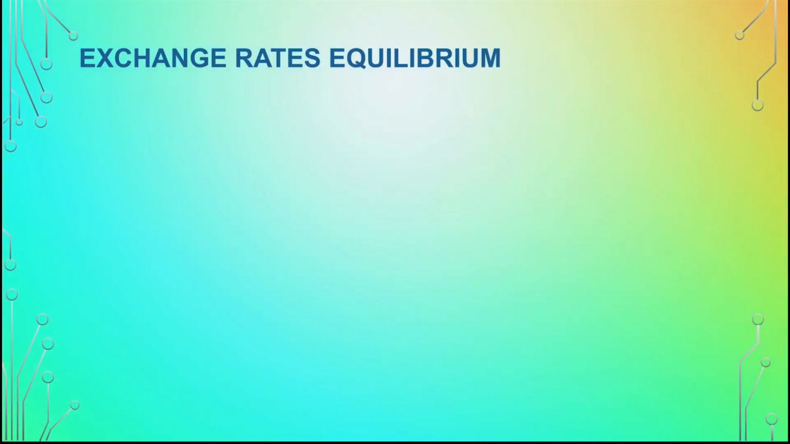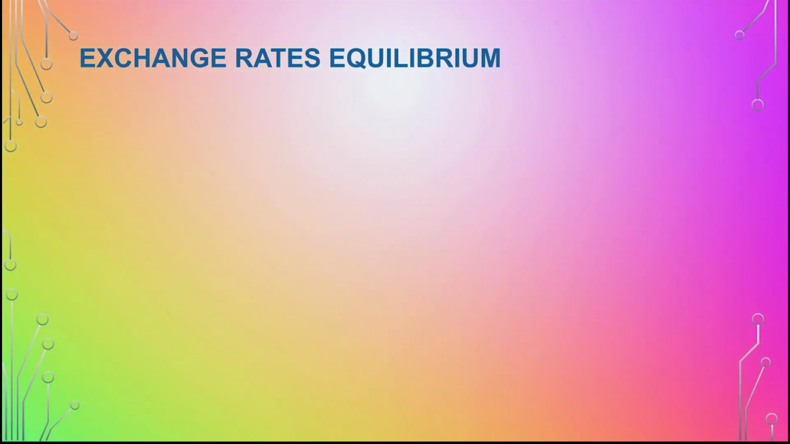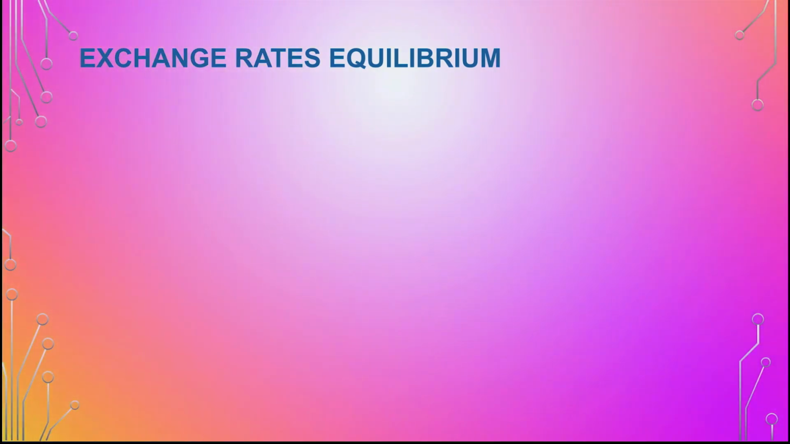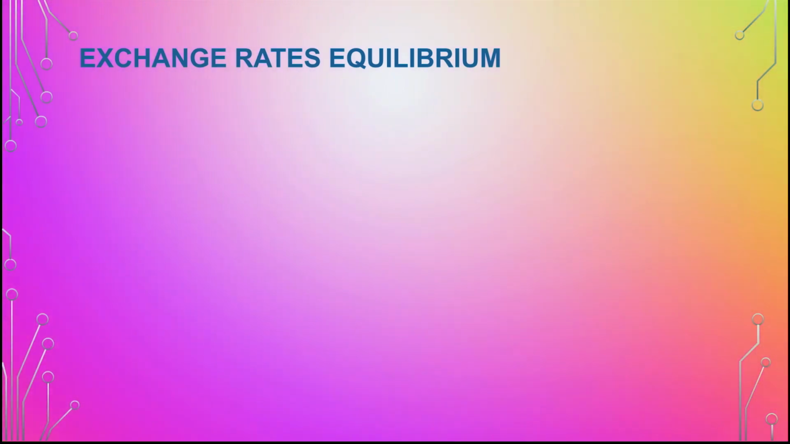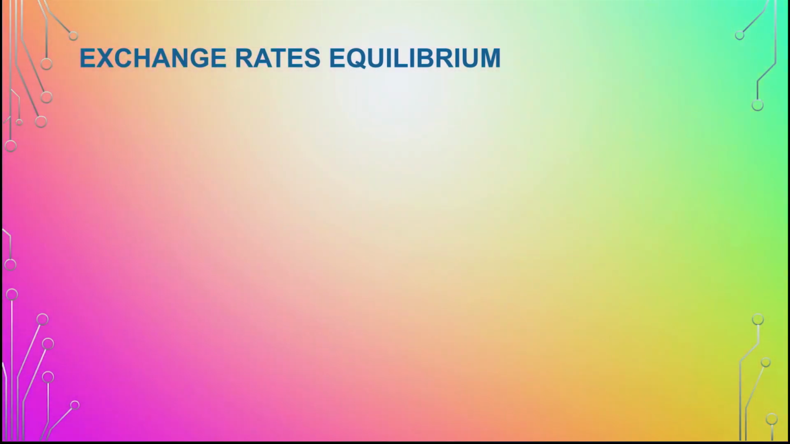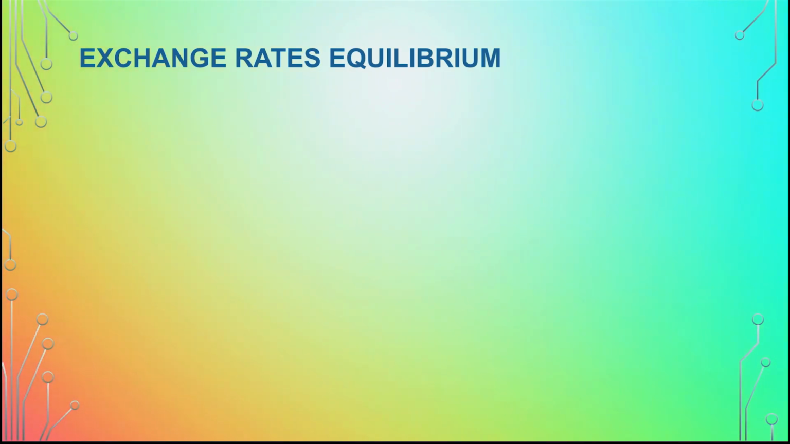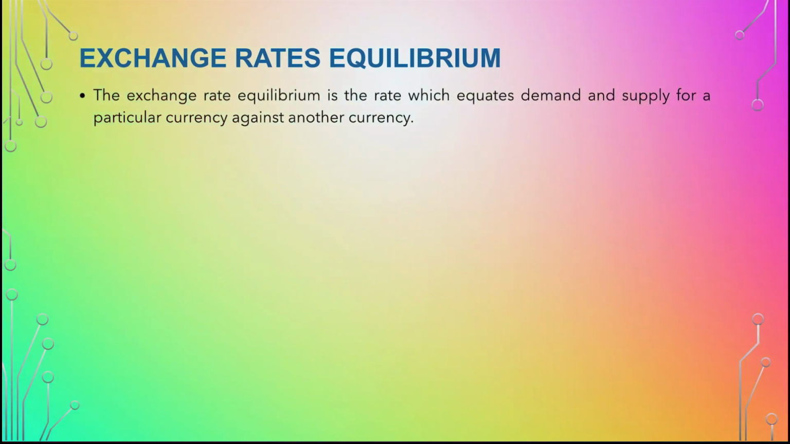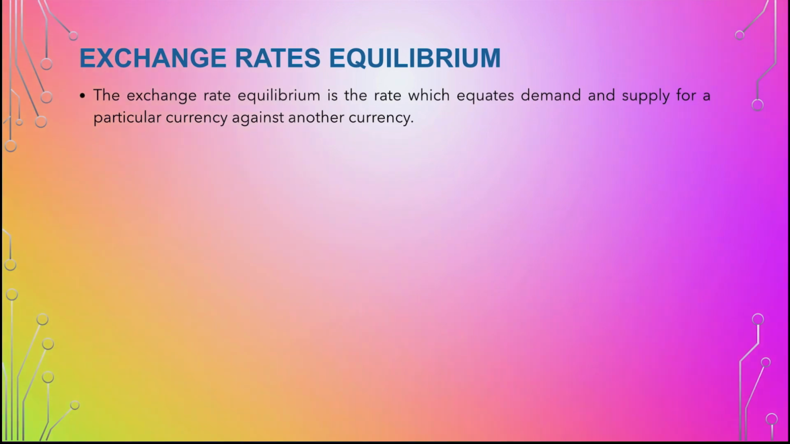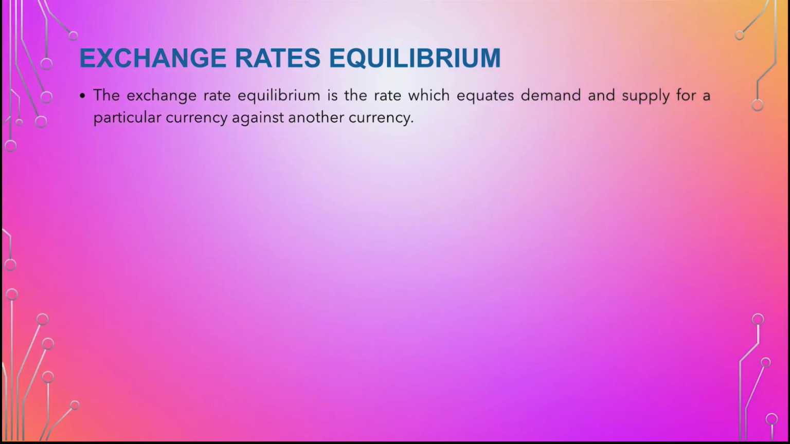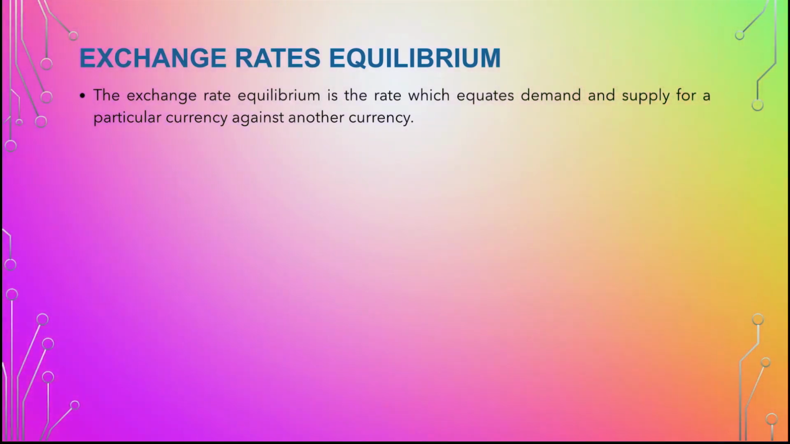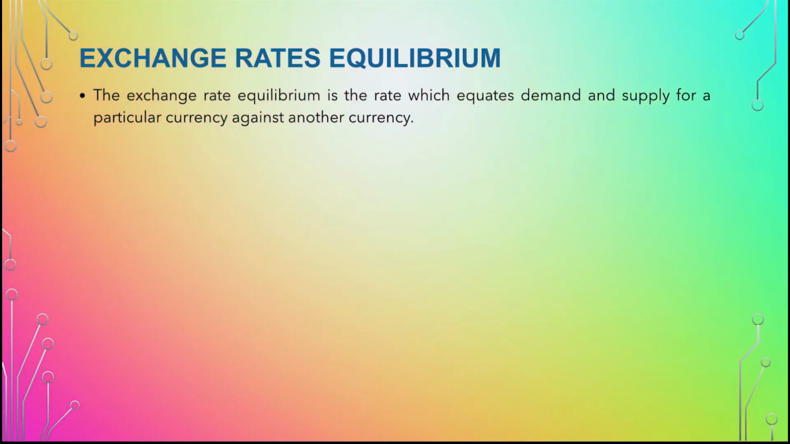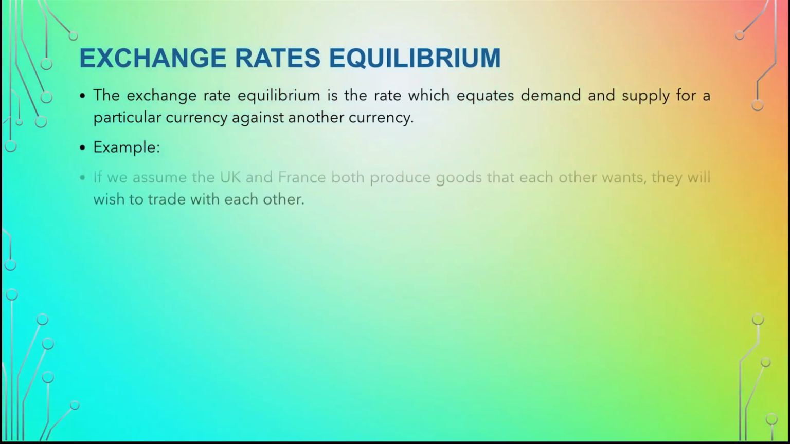Now we look at the exchange rate equilibrium. I think you found the equilibrium in market equilibrium, firm equilibrium. That is a similar theory. Equilibrium is the rate which equates demand and supply for a particular currency against another currency. Similar to the market equilibrium, the point of equilibrium is the intersection between the demand and supply curve.